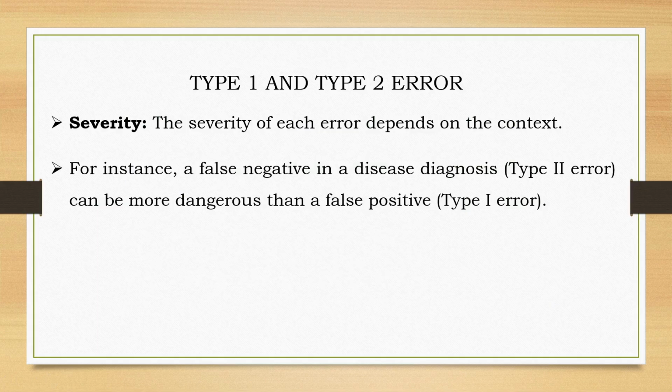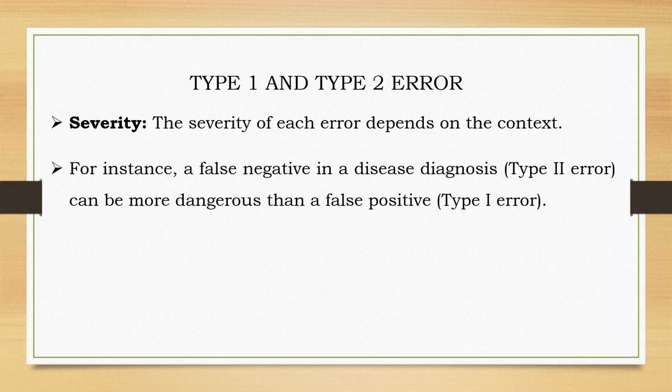The severity of each error depends on the context and situation. For instance, a false negative in a disease is very dangerous because that person was actually having the disease and he was declared to be healthy. So he will miss taking the medicine. This may lead to his death.